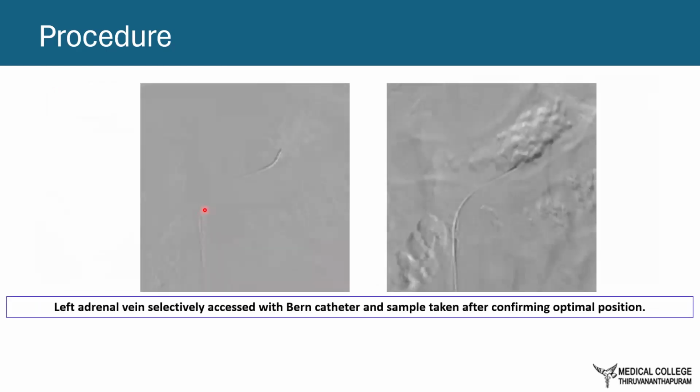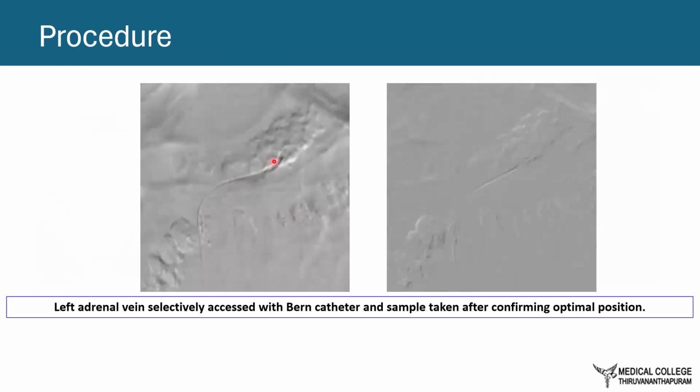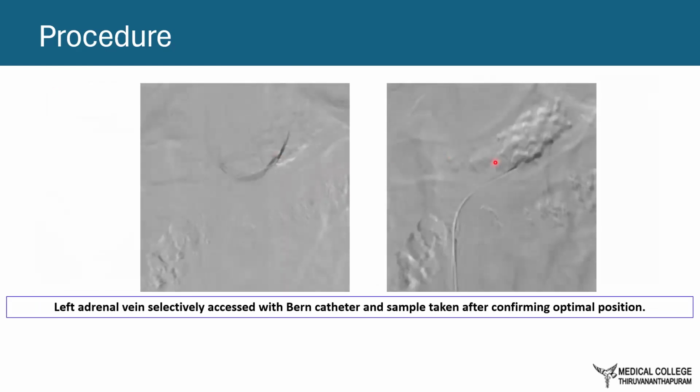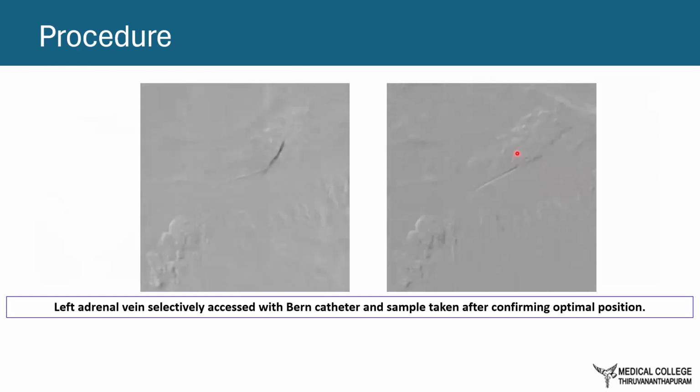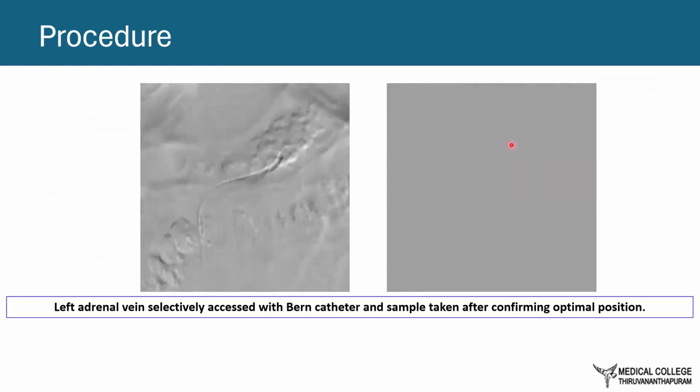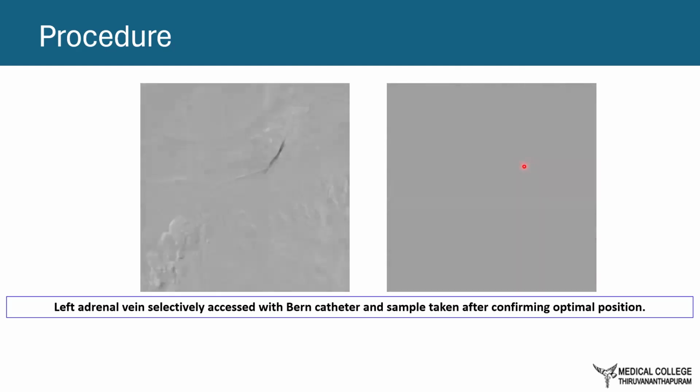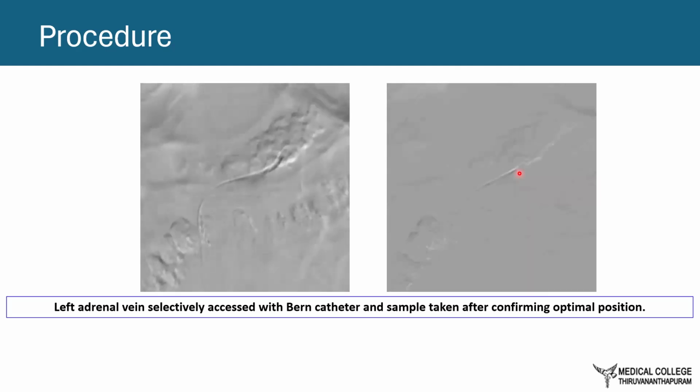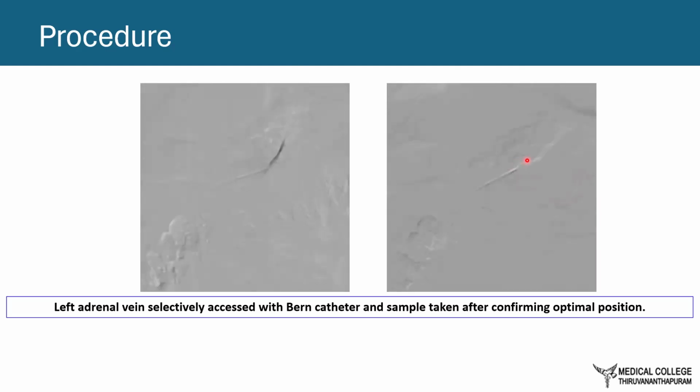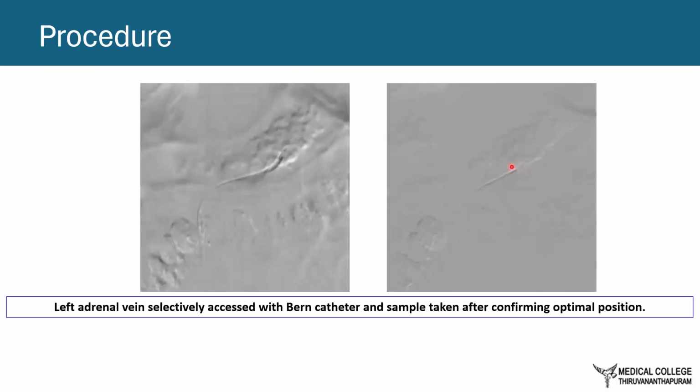So we have exchanged for a Simmons catheter. Now with this catheter, we have entered into the trunk, and this is the initial angiogram that shows the Y-like configuration of the trunk. The one that goes medially and superiorly is the phrenic vein, and the one that goes laterally is the adrenal vein. In general, as per studies, it is not necessary to go selectively into the adrenal vein. Getting a sample from this location is more than enough.